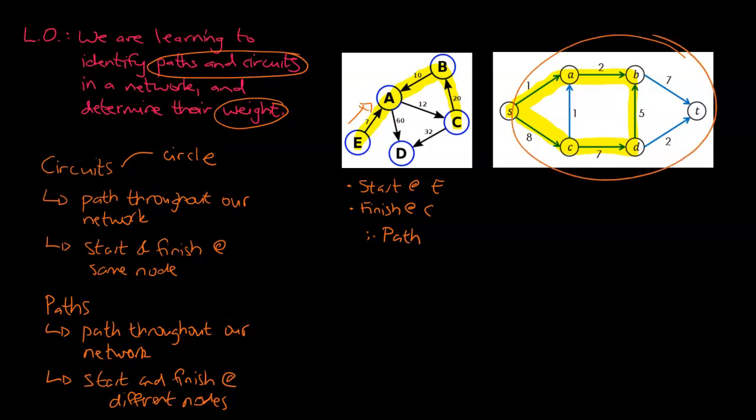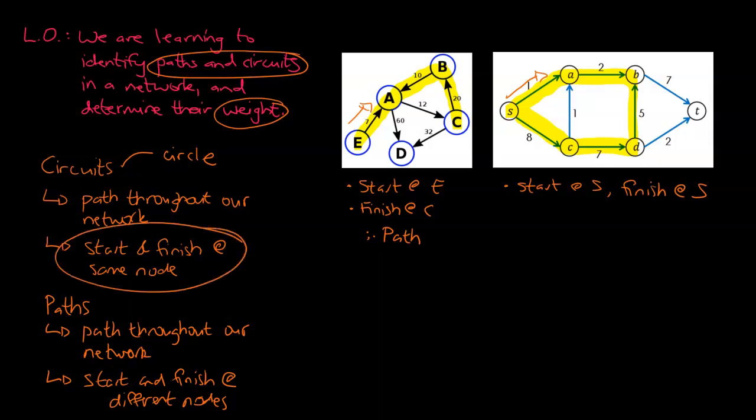And looking at the next one, when I drew this, I imagined starting at S. So you can see they start at S, and they also finish at S. So that means they're starting and finishing at the same node, and that was our definition of a circuit. So we're going to say, therefore, this one here is a circuit.